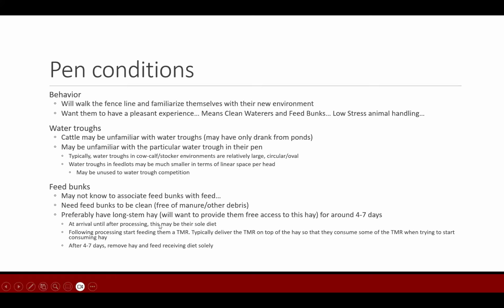Okay. So, following processing, we'll start them on a TMR. Typically, we'll deliver the TMR on top of this hay. Why would we want to do this? I think I'd probably say we don't expect most of our feeder cattle to have experience consuming TMRs, right? Okay. So by distributing that initial feed on top of that long stem hay, as they try to bite that hay, they'll eat some of that TMR and start familiarizing themselves to this new diet. Okay. So after 4 to 7 days, remove hay and feed the receiving diet solely.